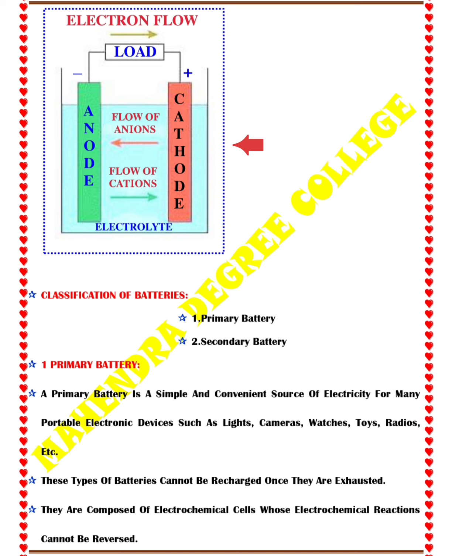Electrolyte means a liquid or gel substance inside the battery that allows ions to move between electrodes. Ion movement. Cations move to the cathode side and anions move to the anode side.